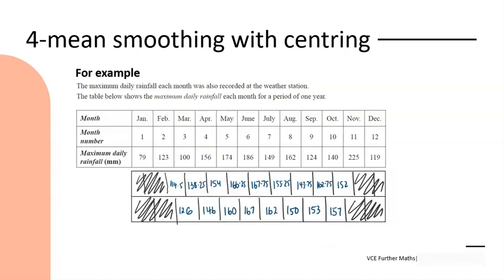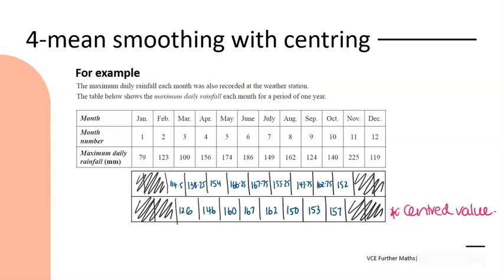So just looking at a completed set of working here, again, just note I have rounded my smoothed centered values to the nearest whole number, just because it got quite cramped there. So in the bottom row here, these are my centered values, and these would be the ones that I would use for any future work.